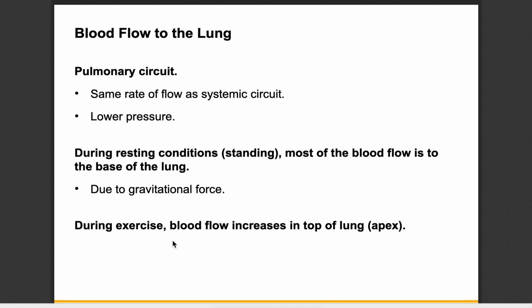So then you have blood flow to the lungs. The pulmonary circuit gets about the same amount as the systemic circuit that we talked about in the circulatory chapter. It is a low pressure area, so you shouldn't be getting high pressure in the lungs like you do in the main arteries of your systemic circuit. Most of the blood flow actually goes to the base of the lung, the bottom of the lungs, during rest. So gravity just kind of pulls that blood lower. During exercise, blood flow is increased to the entire lung, and you see a better dispersion of that blood across all of the lung area, not just at the base.